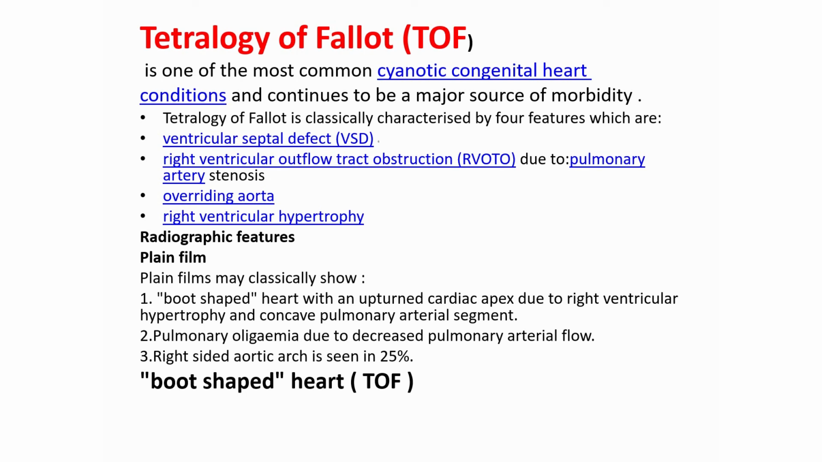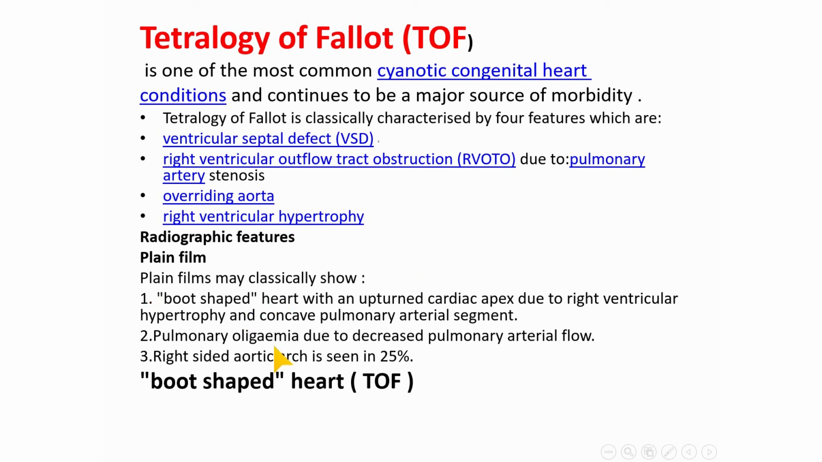So what will this show us on the plain film? This will cause the heart to be boot-shaped. What does it mean? There is an upturned cardiac apex upward due to right ventricular hypertrophy and a concave pulmonary arterial segment because of pulmonary stenosis, and the right ventricle will hypertrophy in order to eject the blood. There will be a boot-shaped heart.